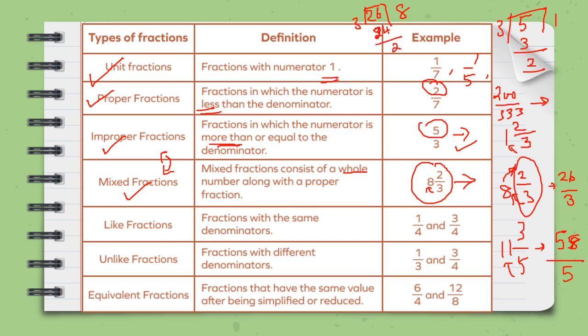So I'll take this, can be written as 8, and then the remainder is 2 divided by 3. So 8 and 2/3, where you get the same answer indeed. Okay, so that's how you can convert improper fractions and mixed fractions. Now let's move on to like fractions.